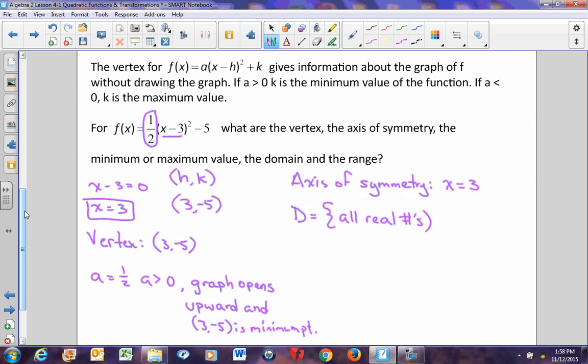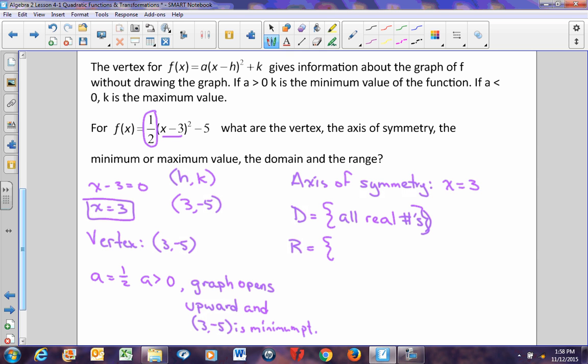Now my range, oops, it's supposed to be written that way. My range is a little bit different. My range: what are my possible y values? What can I get out? If you think about it, since my vertex is at (3, -5), and that's a minimum point, it's not going to go any lower than that. My range means that my y value cannot be less than negative 5, excuse me.